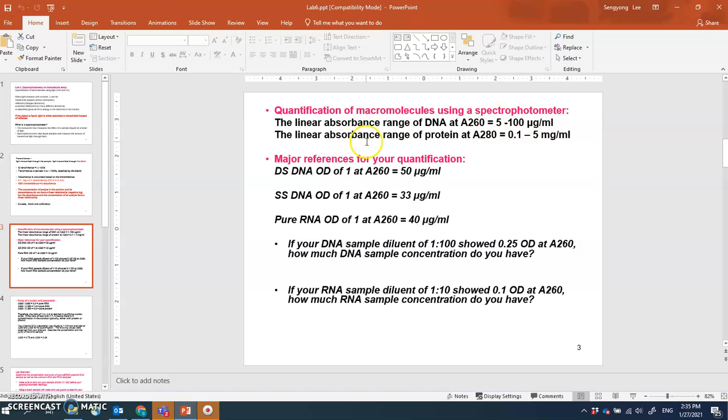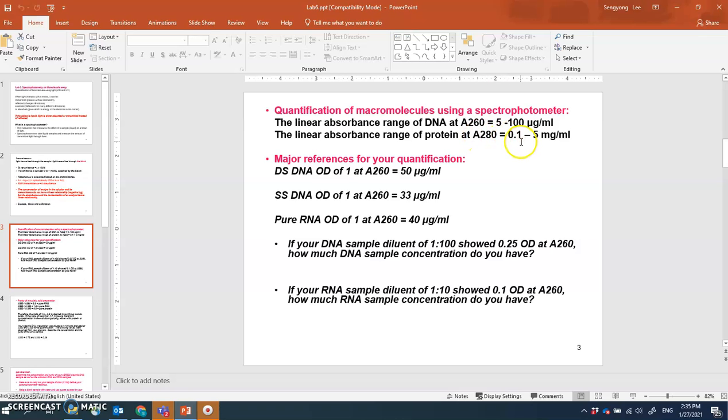For the linear absorbance range of protein, if you're using protein as your sample, you may have to use 280 nanometer UV light, because that light is absorbed by protein molecules better, especially protein molecules with aromatic, ring-structure amino acids like tryptophan, tyrosine, and phenylalanine. They will absorb the light, and the more protein there is, the more absorbance.